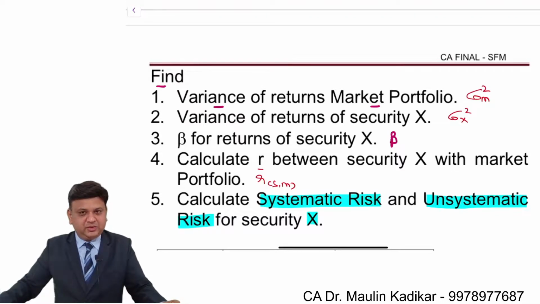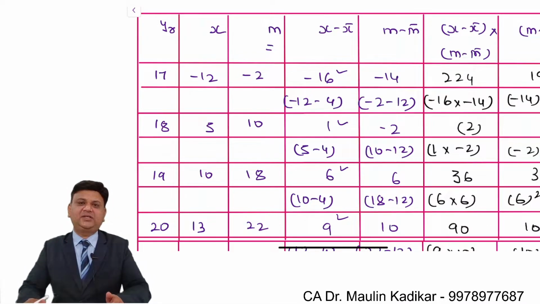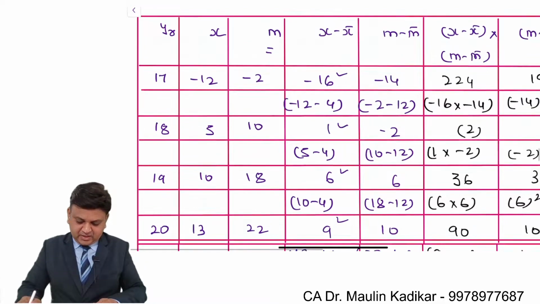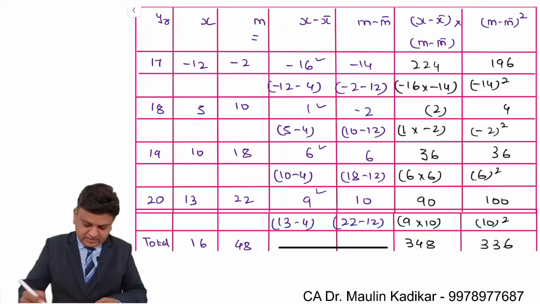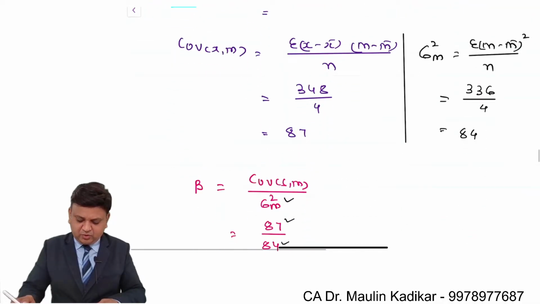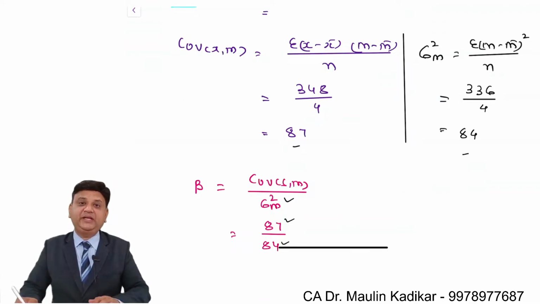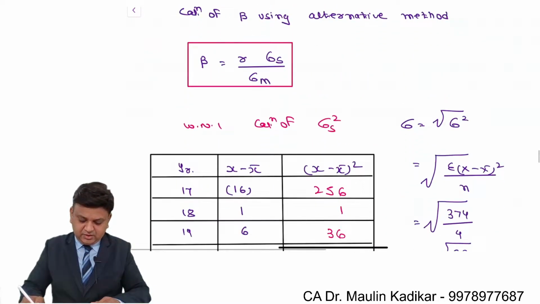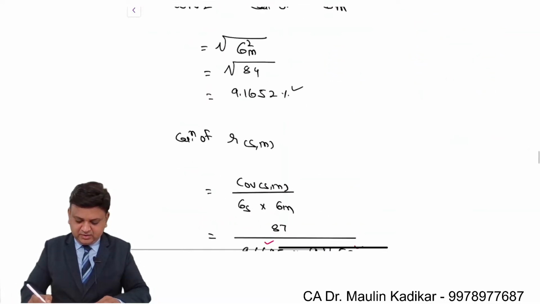I request all of you to go to the question, please. This question has certain parts to be calculated, especially the first 4 questions, for which we have already done the answer. I'm opening that portion of the answer that we have done earlier, wherein you can see that we have computed the covariance, and the variance of the market portfolio. In the very first question the beta was calculated, beta using the alternative method, in which we have made the calculation of R, and so on.